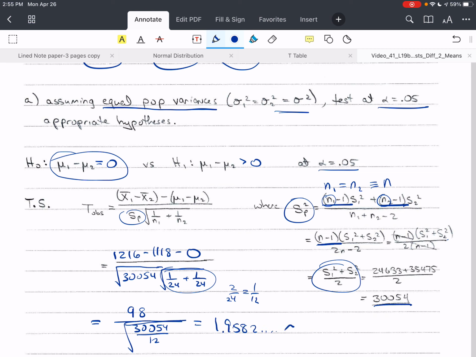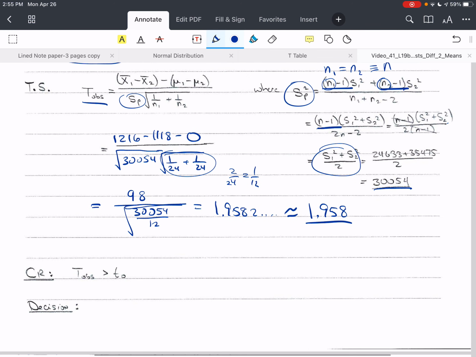1.9582, etc. For a t-table, this is t observed. I need 3 decimal places. My table has 3 decimal places, so 1.958. Now my critical region is we reject H naught if this is true. So to do this, I need my degrees of freedom. That's going to be N1 plus N2 minus 2. That's 24 plus 24 is 48 minus 2 is 46.